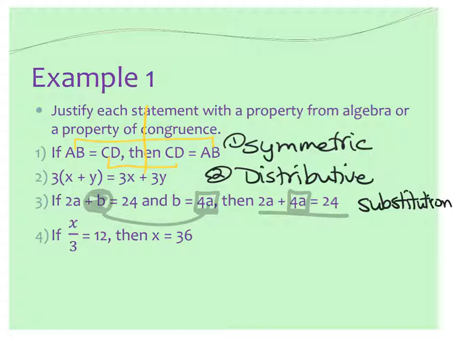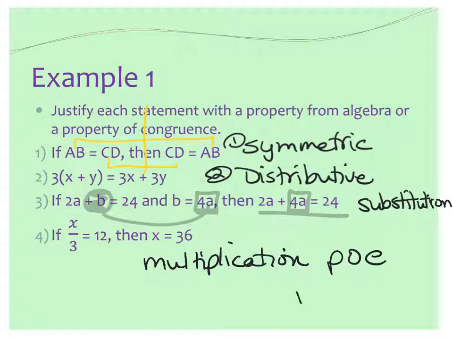And the last one, what did they do to the x over 3 equals 12 to get x equals 36? They used the multiplication property of equality. And I'll abbreviate it as POE. Remember, this stands for property of equality. So make sure you add that into the end.